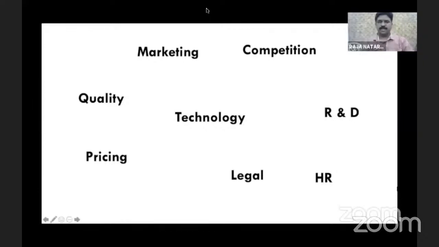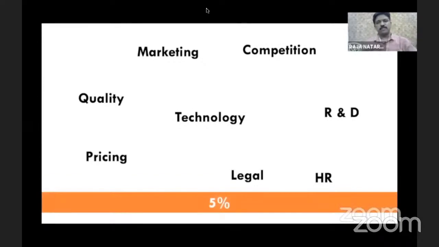But a study was conducted, and let's say 100 failed units were selected, and they were asked what is the reason. So reasons like this came up, like poor marketing, technology, pricing, legal, competition, everything. But the stunning fact is all these reasons collectively contributed only to 5% failure of business.